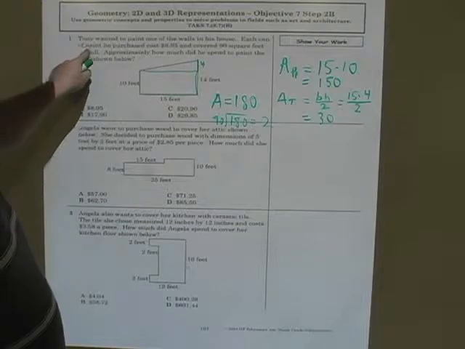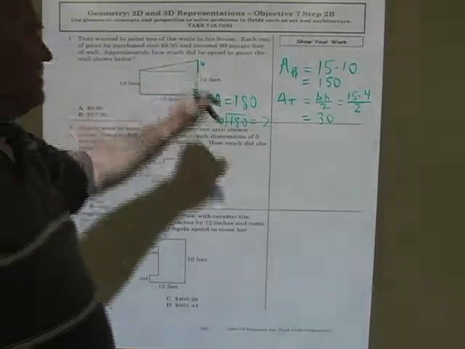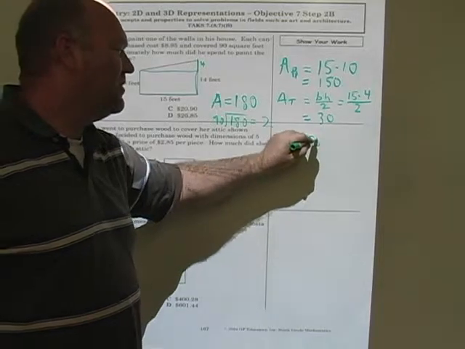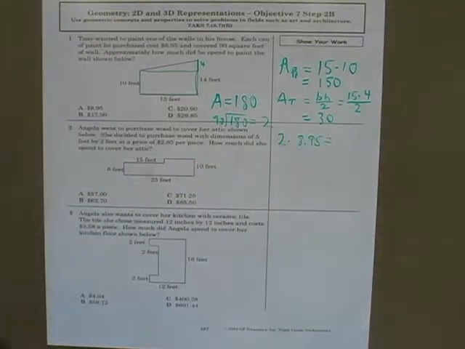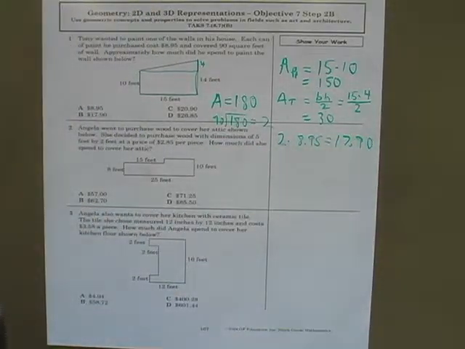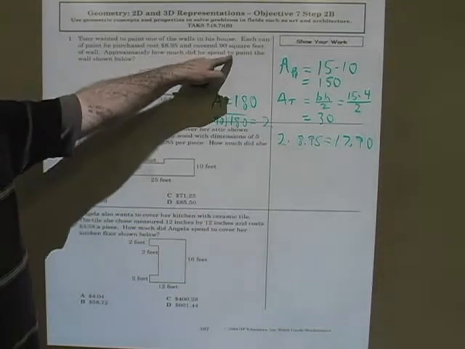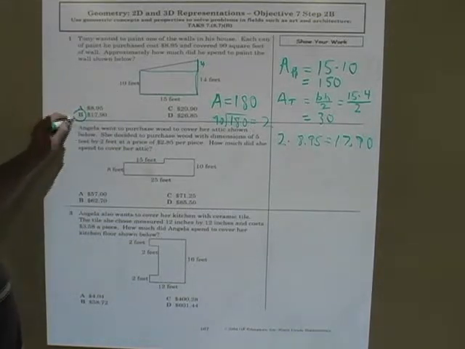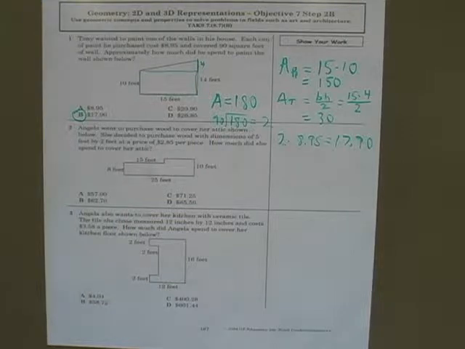Each can costs $8.95, so we need to do 2 times $8.95, and that gives us $17.90. That's how much you spend to paint the wall. $17.90. Okay, number 2.